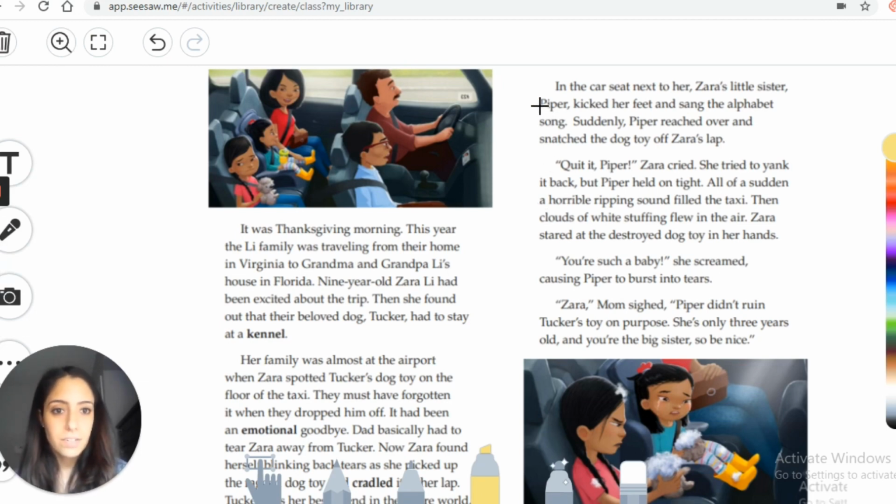In the car seat next to her, Zara's little sister Piper kicked her feet and sang the alphabet song. Suddenly, Piper reached over and snatched the dog toy off Zara's lap. "Quit it, Piper!" Zara cried. She tried to yank it back, but Piper held on tight. All of a sudden, a horrible ripping sound filled the taxi. Then clouds of white stuffing flew in the air. Zara stared at the destroyed dog toy in her hands. "You're such a baby," she screamed, causing Piper to burst into tears.